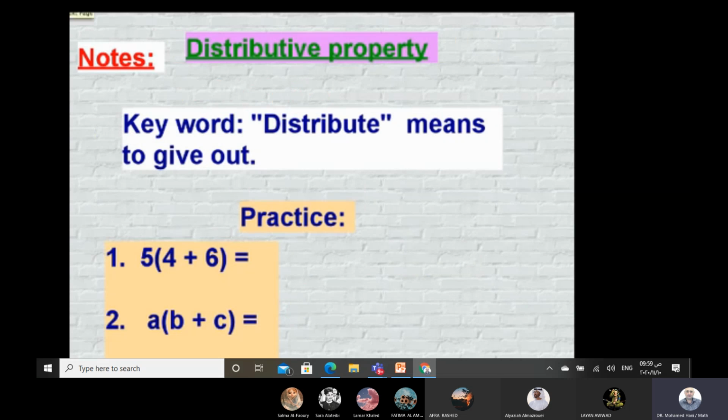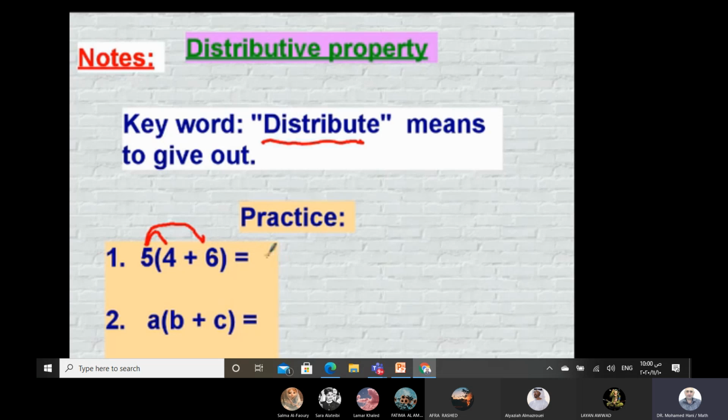And finally, our last property is the distributive property. The key word is distribute. And that simply means to give out, all right? So what happens is anytime I see a number outside the parentheses like this, and there's some sort of operation going on inside of the parentheses, I'm going to multiply this number by both numbers that are inside the parentheses. We're distributing. We're giving this 5 out to each.